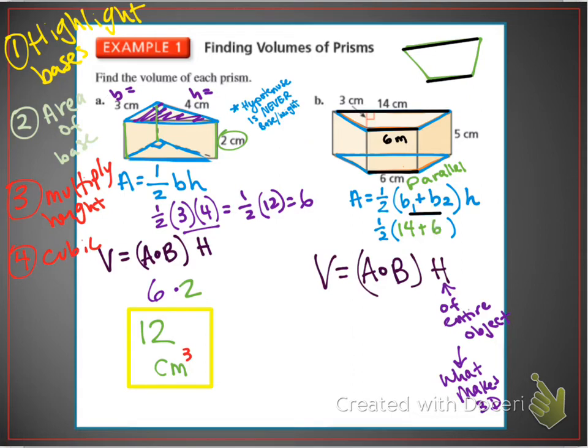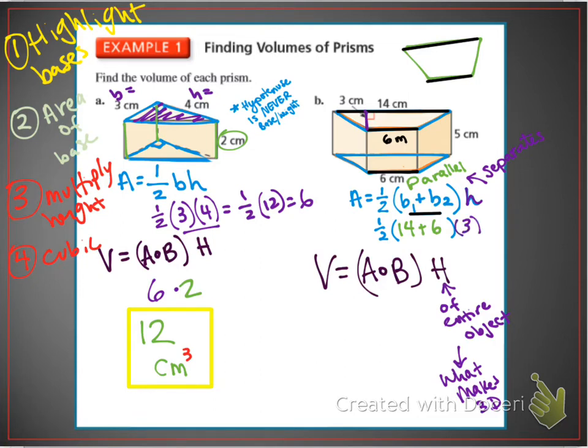And then the height of the trapezoid is what separates your two bases. So my base is 6 and my base is 14, so what pushes those apart is 3. So times 3.